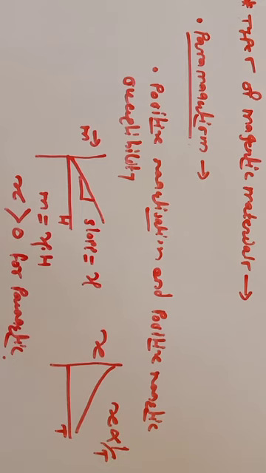In case of diamagnetic material, the magnetic susceptibility is constant with respect to temperature, but in case of paramagnetic material, the magnetic susceptibility is inversely proportional to the temperature. That is, with increasing temperature, magnetic susceptibility decreases. So this is all about paramagnetism. In the next lecture, we will discuss the ferromagnetic materials and ferromagnetism.